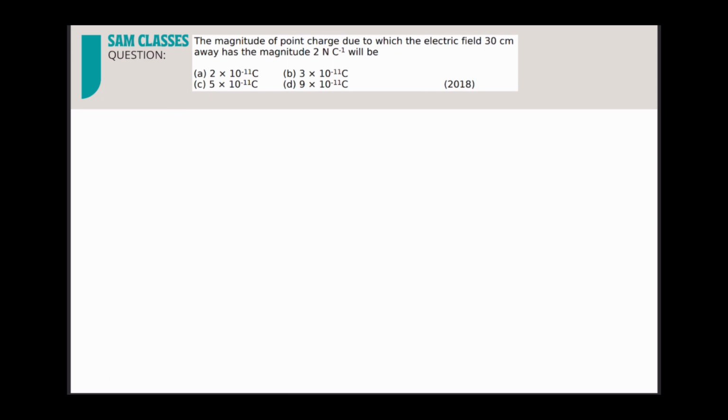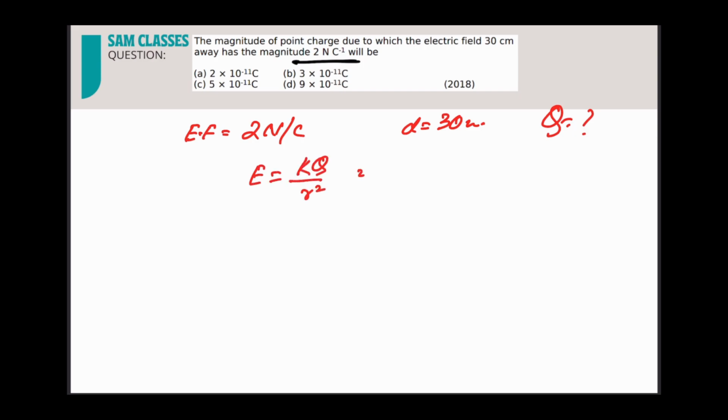Let's see the next question. The magnitude of a point charge due to which the electric field 30 centimeters away has this magnitude. So what they have given us is the electric field, 2 Newton per coulomb, and the distance, 30 centimeters. Now they want us to find the charge. So what is the electric field formula? KQ by R square. Correct. If I see all the powers, they are like 10 power minus 11, all the same, so I'll just cancel them. I just have to play with the numbers 2, 5, 3 and 9.